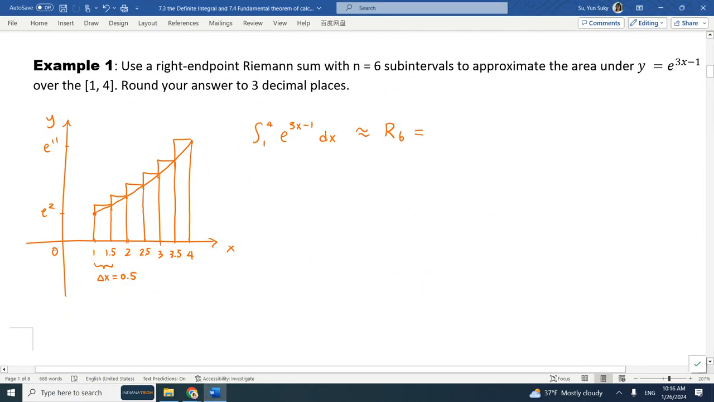Okay, let's add the area of those 6 rectangles. Okay, the first rectangle, what's the width? 0.5. Yes. The height is f of which point? Height is f of 1.5. Yes, so we got, let me put here, 0.5 times f of 1.5. That's the first rectangle. How about the second rectangle? What's the width?